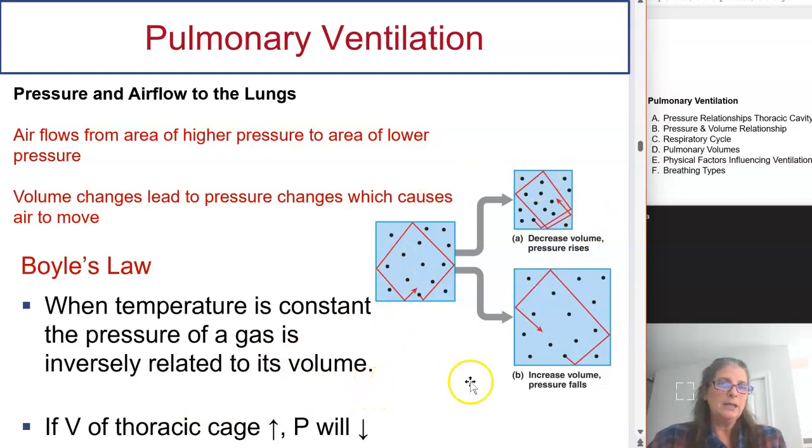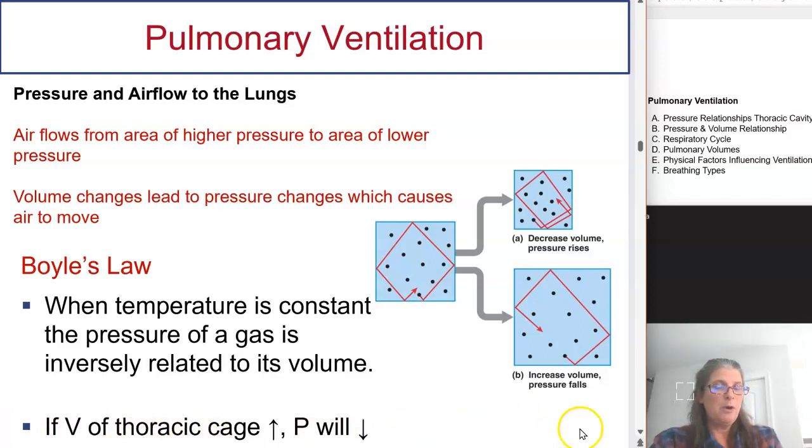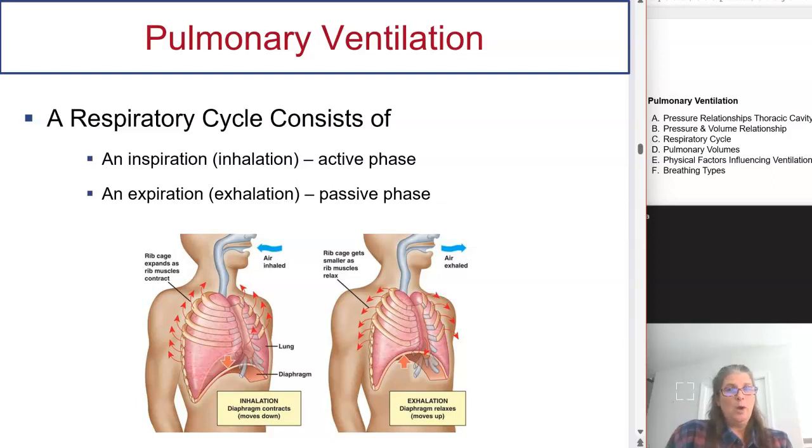So what that means, if we look at this picture here, these little black dots are gas molecules. So gas pressure is gas molecules just colliding and bumping into each other. So you can see that if you decrease the area, those molecules are going to hit a lot more, so the pressure goes up. If I increase the volume, now there's fewer collisions, so the pressure falls. So we have an inverse relationship. Anytime the volume of the thoracic cage goes up, the pressure will fall. And every time we have the volume decrease, then we know that in that case, the pressure is going to go up.